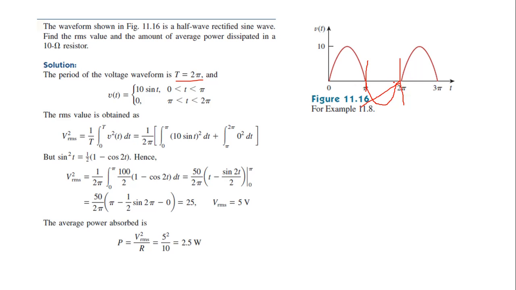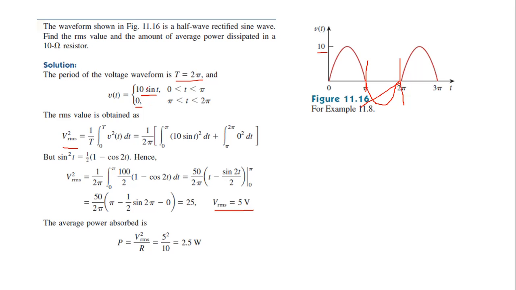From pi to 2 pi there is no waveform, so the value is 0. From 0 to pi, what is the maximum value? The maximum value is 10 and this is a sinusoidal waveform, so 10 sine t. This is the value for the interval 0 to pi. Now we calculate the VRMS value similarly. Substitute this value, simplify, and we get the VRMS value as 5 volts.